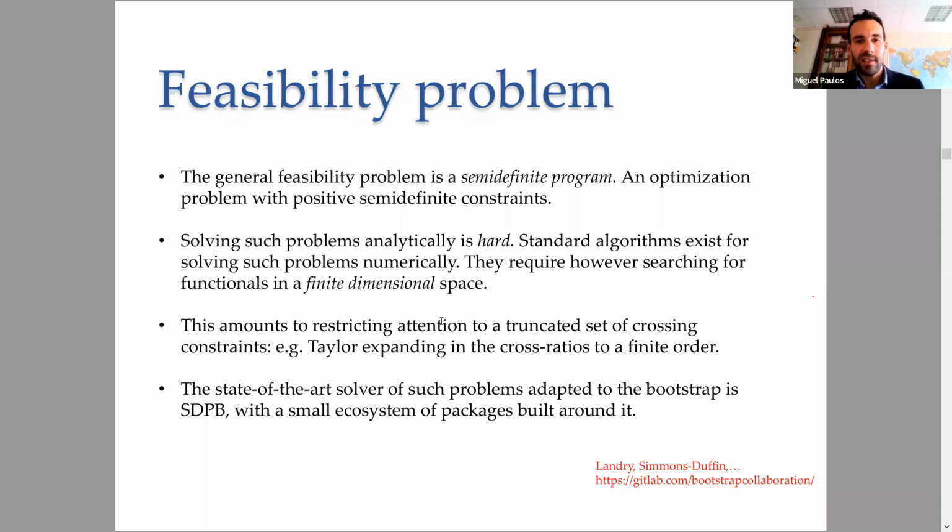Once you've done this, the state-of-the-art solver of these problems is called SDPB. This was developed by David Simmons-Duffin and later with Walter Landry. By now, there are many other packages that allow you to do various things. This is a package that allows you to do these computations with arbitrary precision. It takes advantage of the specific characteristics of the Bootstrap semi-definite programs and so on. It's parallelizable, etc.